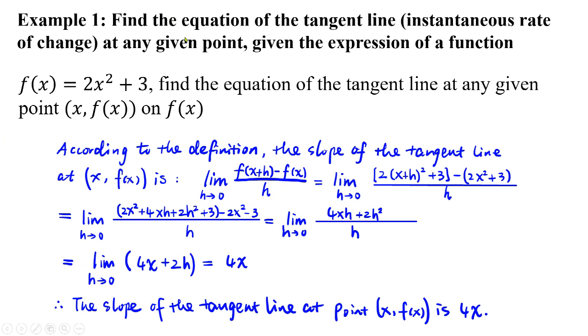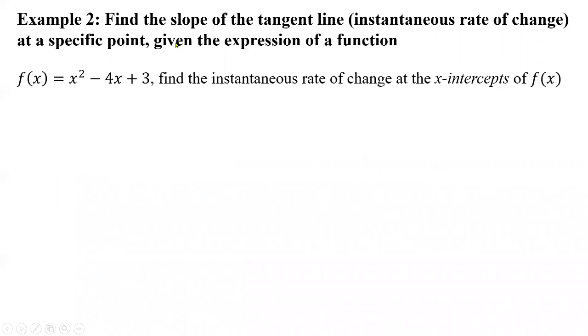Okay, let's have a look at another example. Example 2 is about finding the slope of a tangent line, or instantaneous rate of change, at a specific point, given the expression of a function. This time we have a function f(x) = x² - 4x + 3, which is a quadratic function. The problem is to find the instantaneous rate of change at the x-intercepts of f(x).